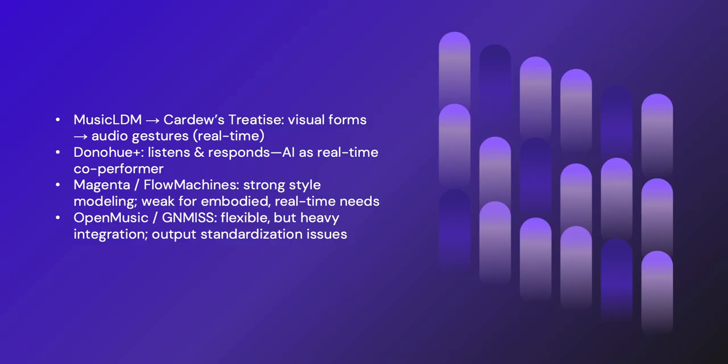Second, Donohoe Plus functions as a real-time co-performer. It listens and responds, shaping timing and phrasing. This shows how AI can participate in performance without freezing the score into a fixed script.